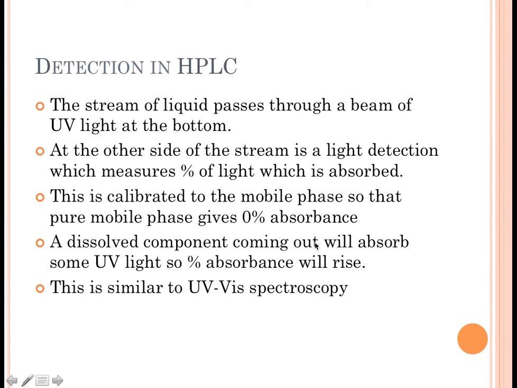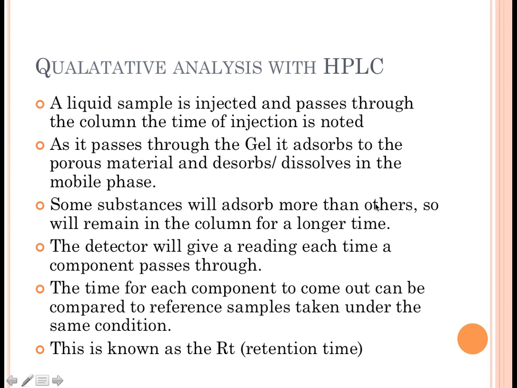Down the bottom, when it comes out, the liquid is going to pass through a UV vis machine. Remember UV vis from back in Unit 2? It basically will measure how much light is absorbed, and the more light is absorbed, the more of the sample there is there. We would normally use this for quantitative analysis, but we can use it for qualitative as well.